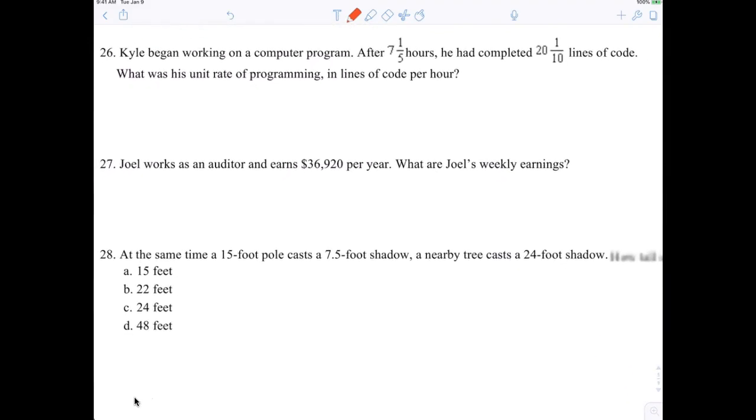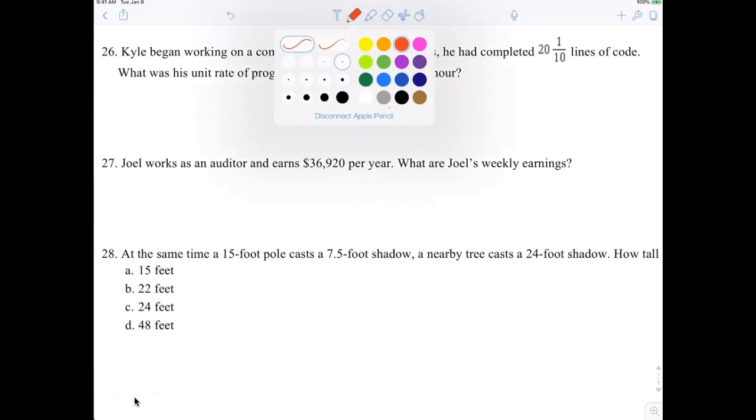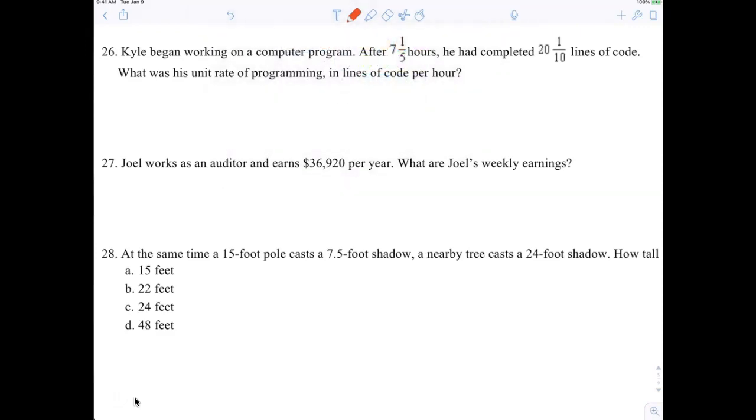All right. So it says here, Kyle began working on a computer program. After 7 1/5 hours, he had completed 20 1/10 lines of code. What is the unit rate of programming? Now look, here's where some people make mistakes. So listen, I'm going to say it one more time. Everybody look up. Please look up. 100% you can get this right if you learn this technique. I want what? Code per hour. So what goes into the calculator first?